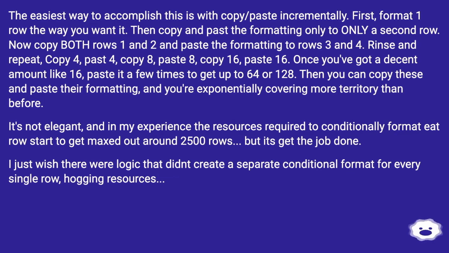The easiest way to accomplish this is with copy/paste incrementally. First, format one row the way you want it. Then copy and paste the formatting only to a second row. Now copy both rows 1 and 2 and paste the formatting to rows 3 and 4. Rinse and repeat: copy 4, paste 4, copy 8, paste 8, copy 16, paste 16. Once you've got a decent amount like 16, paste it a few times to get up to 64 or 128. Then you can copy these and paste their formatting, and you're exponentially covering more territory than before.